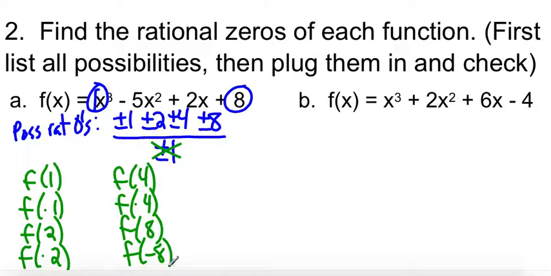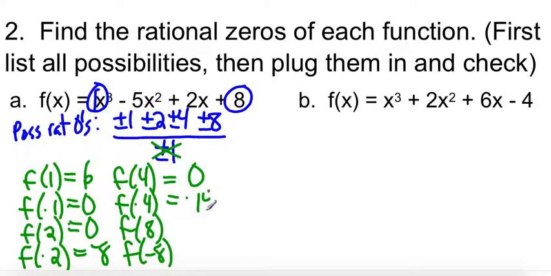So you're going to pick up your calculator and plug in like mad. I already did this because I didn't want you to sit here forever while I punched buttons on my calculator that you couldn't see. When I plugged in 1, I got 6. Negative 1 gave 0. 2 gave 0. Negative 2 gave negative 8. 4 gave 0. Negative 4 gave negative 144. 8 gave 216. And negative 8 gave negative 840.